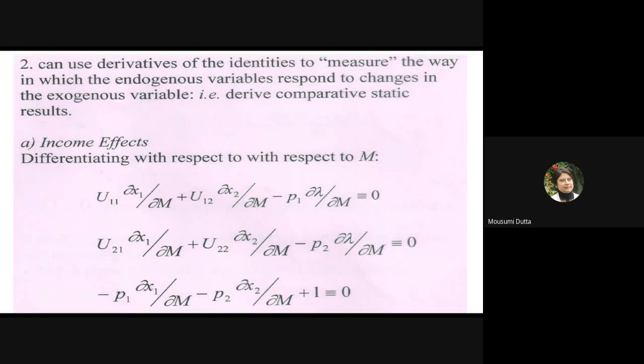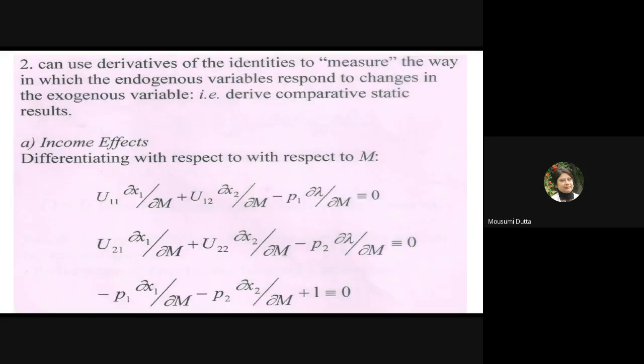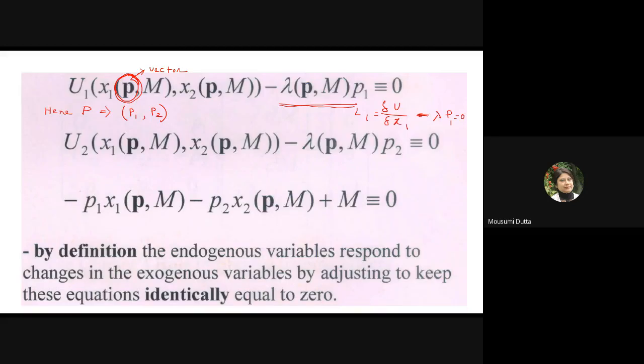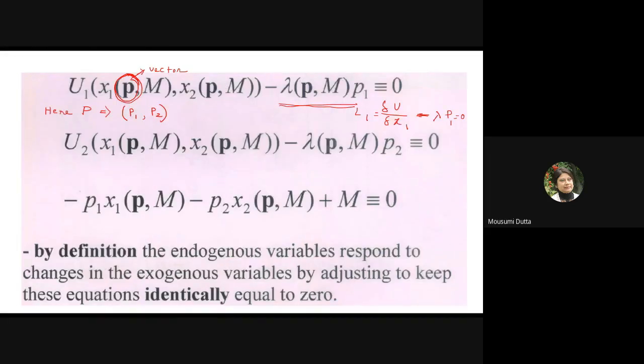That is, we will differentiate all the equations, all these three first order conditions, with respect to M. Okay, so I hope everybody has pen and paper. So please take the derivative of the first two identities with respect to M. First, you start with the first identity. Take the derivative with respect to M.